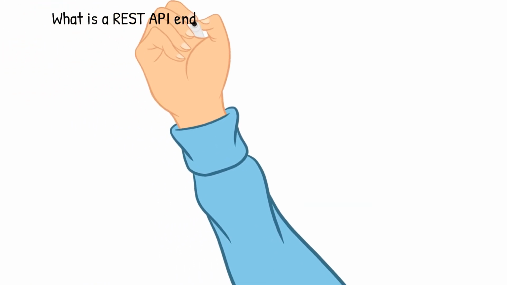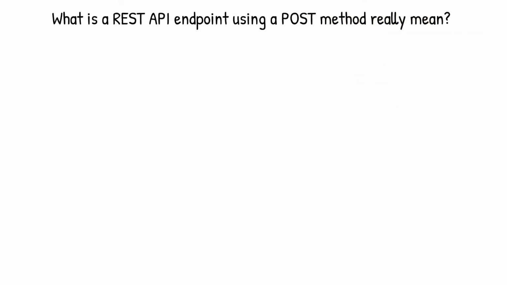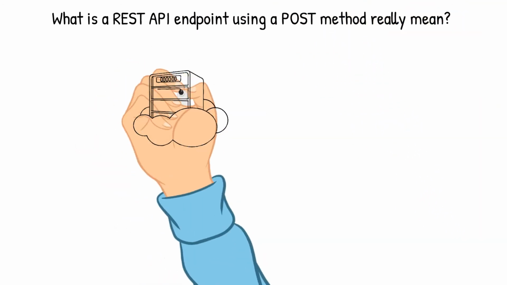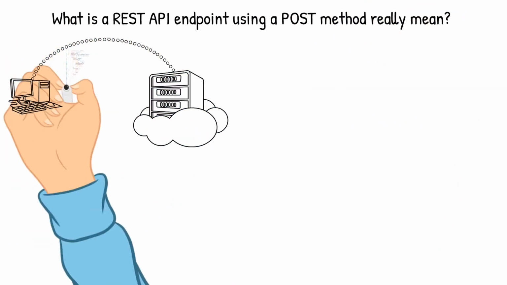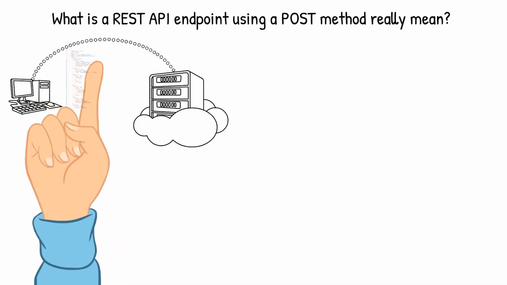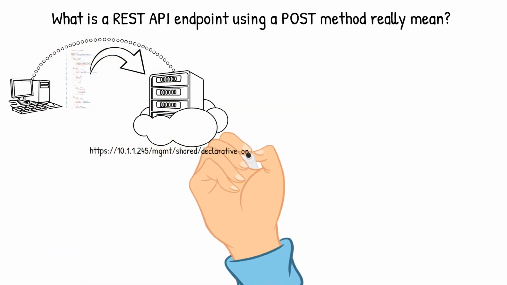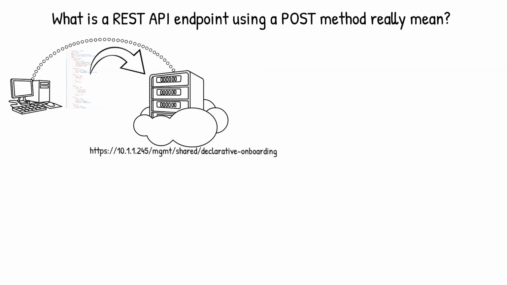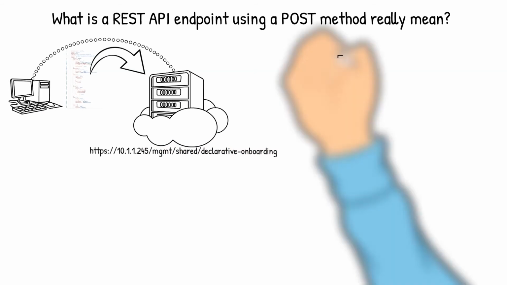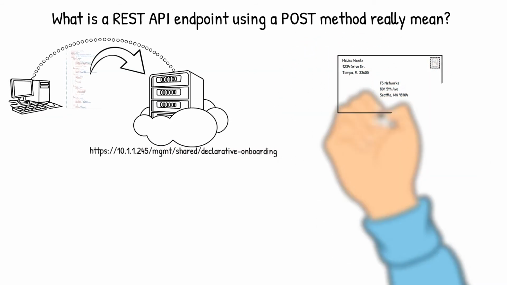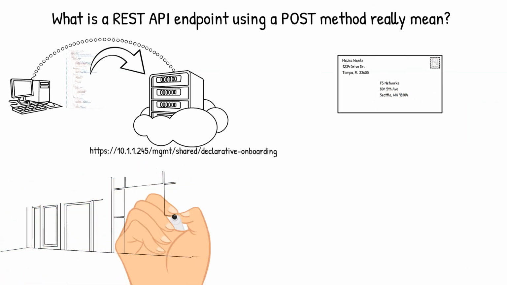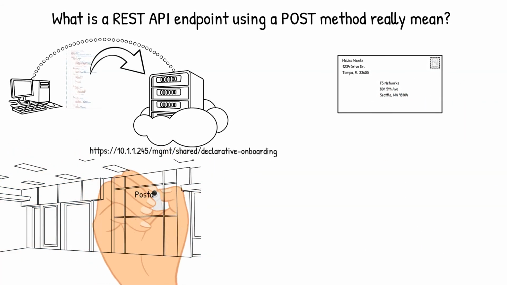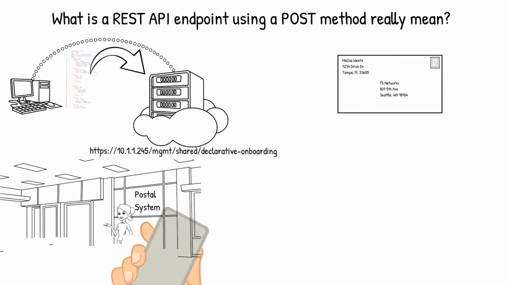But wait, what does a REST API endpoint using a POST method really mean? Think of the REST API as a way to transfer the data over the web using a service. It provides a way for the two software programs to communicate with each other, kind of like the postal system. We'll post the letter by taking it to the post office. The post office is then the REST API.